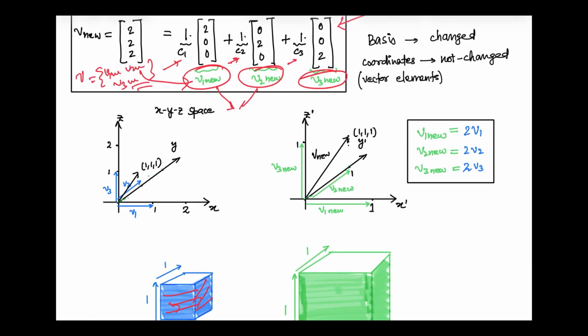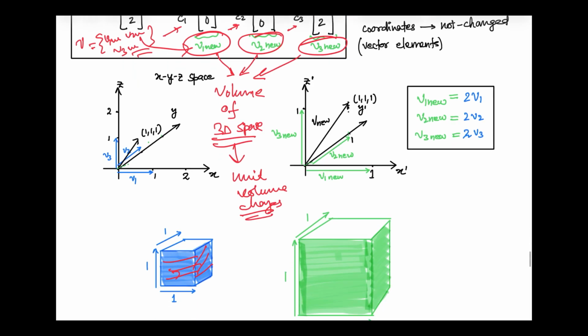So with respect to this, we see that the transformation acting on the basis vectors is actually affecting the volume of the 3D space. And to be more precise, we say that the unit volume is now scaled up. Unit volume changes under the transformation. So in the first case, when we have the basis vectors v1, v2, and v3, in case of 3D space these were 1, 0, 0, 0, 1, 0, and 0, 0, 1. So in this case, the unit volume was 1 only.